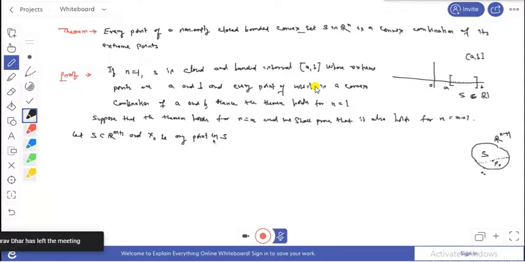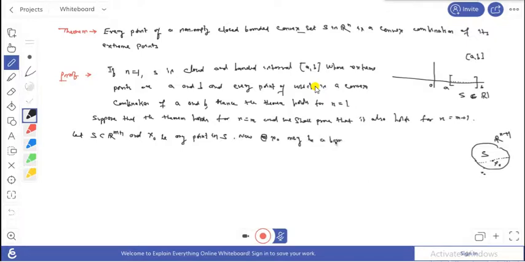Now we assume that there are two cases. Case A: this x naught may be a boundary point of S. Our second one, case B: this is an interior point.